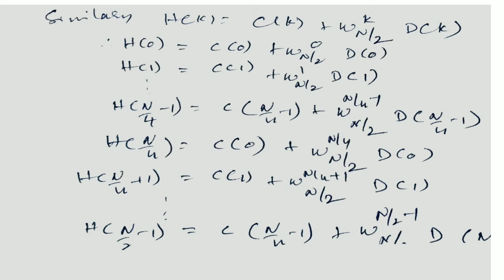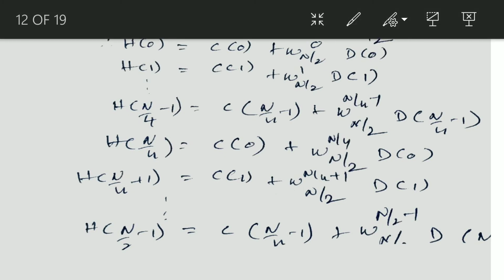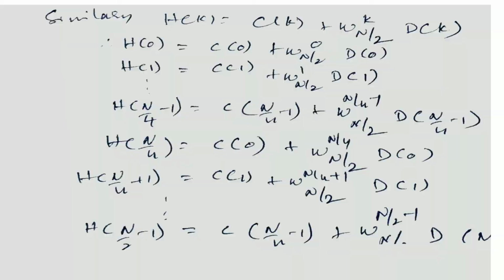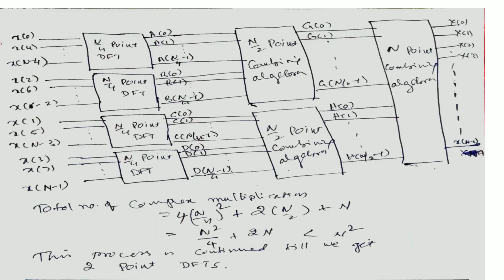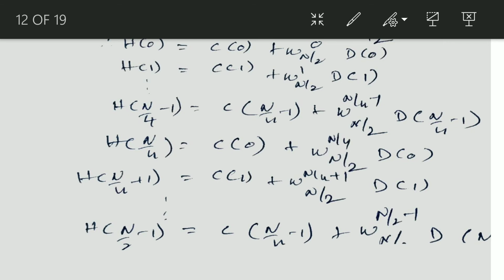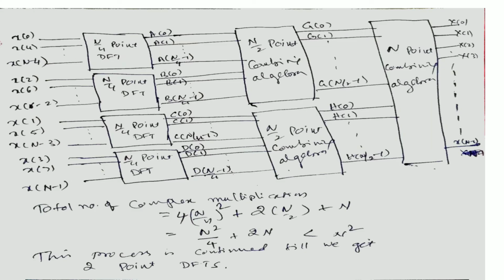Once we write these values of g of k and h of k, we can now construct the flow diagram here. Even indexed values of g of k are nothing but x of 0, x of 4, like that. And then odd indexed values of g of k consist of x of 2, x of 6, etc., up to x of n minus 2.